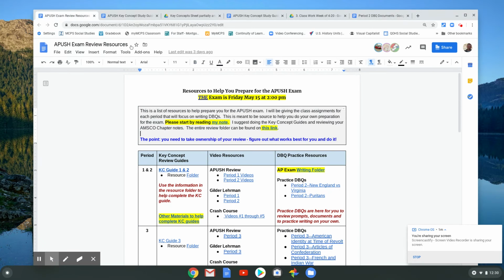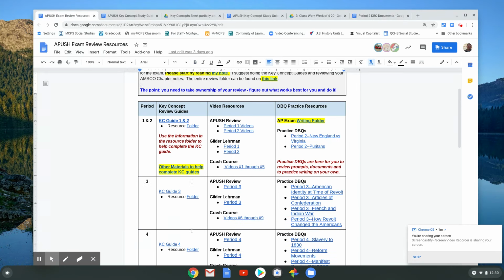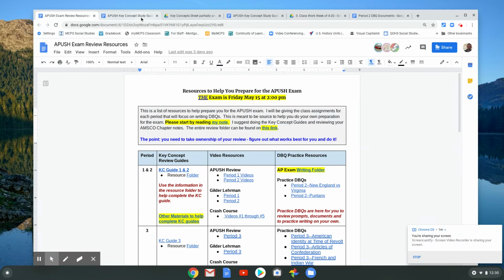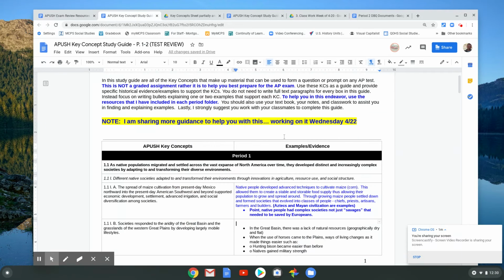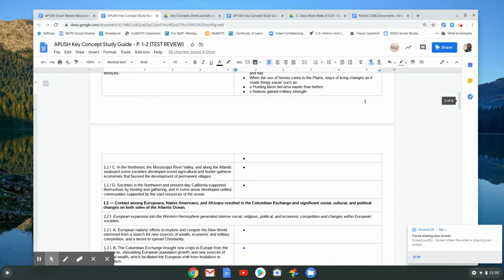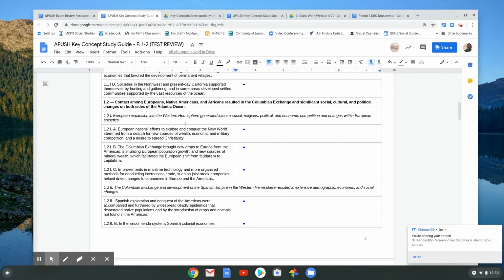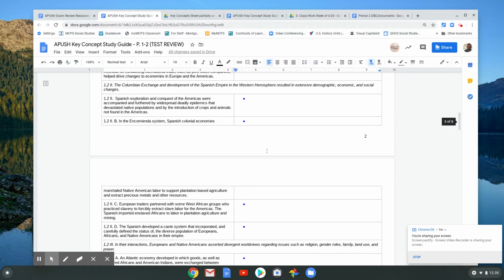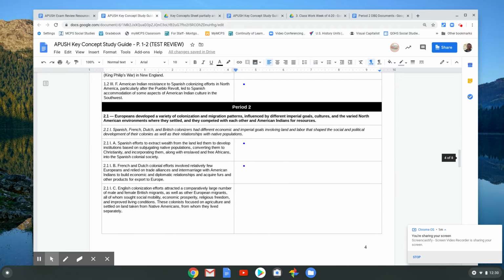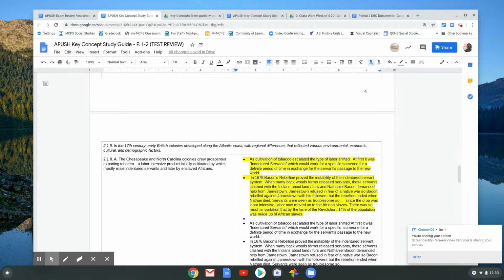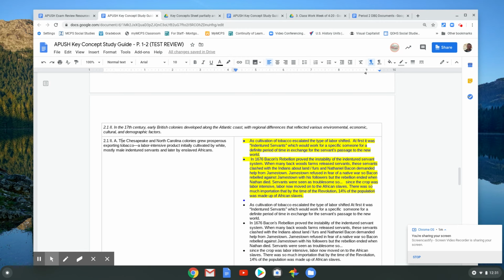If we go back into our key concept guide, 1 and 2, there's 3, 4, and what I wanted you to do is fill it out. I don't expect you to know every single key concept, but I want you to get familiar with them and start understanding, because they will tell you what's going to be on the test. Interestingly, one of the key concepts says the Chesapeake and North Carolina colonies grew prosperous exporting tobacco, a labor-intensive product initially cultivated by white, mostly male indentured servants and later by enslaved Africans.